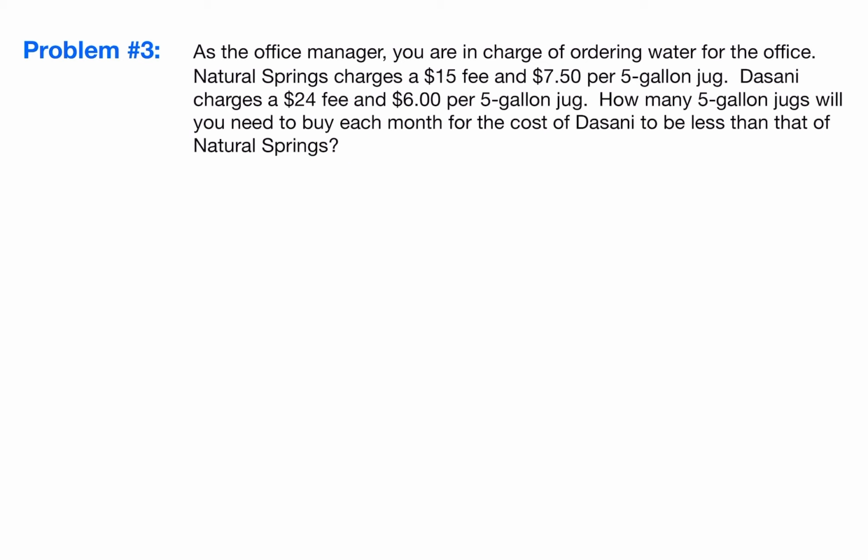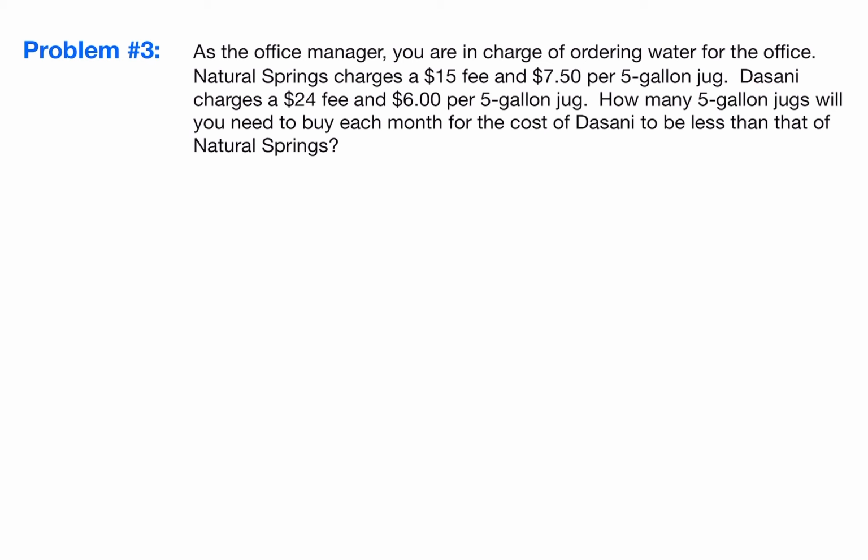Okay, so similar to the previous problem with the roses, if we look at just ordering one 5-gallon jug, the total cost is going to be $7.50 plus 15, for a total of $22.50. That's for Natural Springs. For Dasani, it's going to be $6 plus a fee of $24. So that's $30.